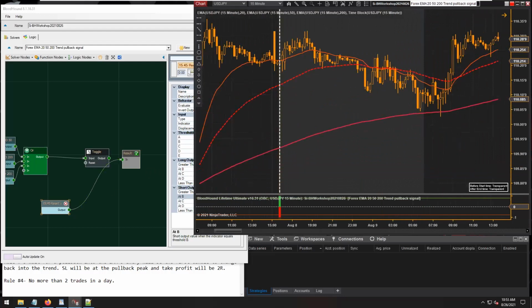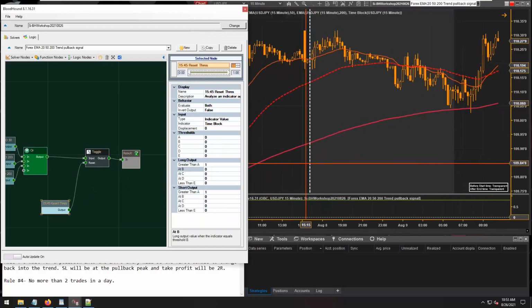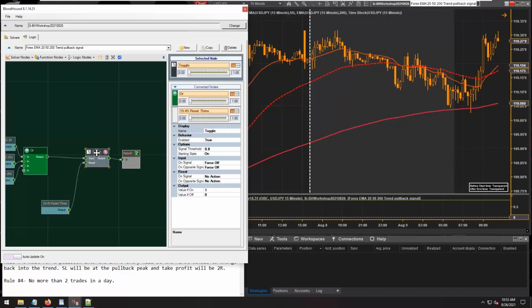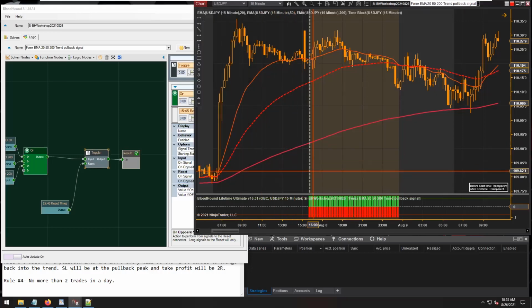And we can use that to reset our toggle node every day, right? So every day our toggle node gets reset. Let me go back into the toggle node. We can see that our reset is set to no action, but actually we want the reset to turn the toggle node back on. There we go. So we can see the toggle node gets turned back on until we get a crossover.